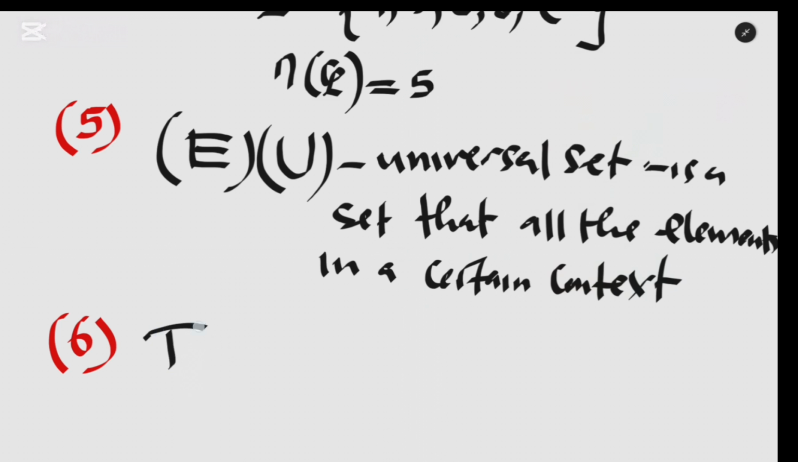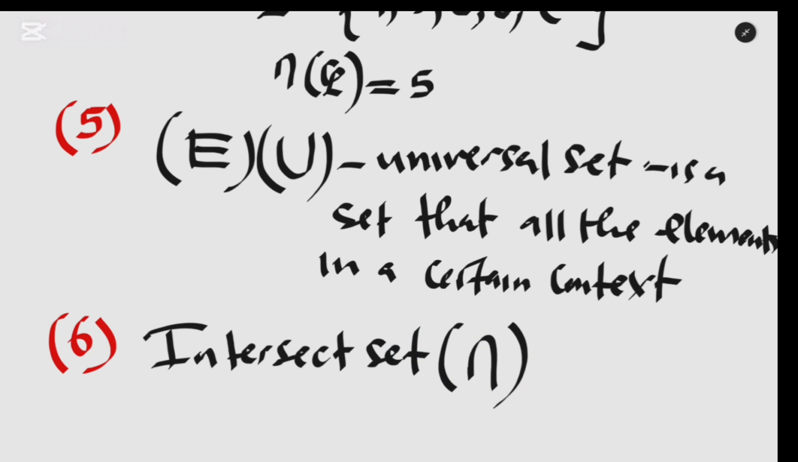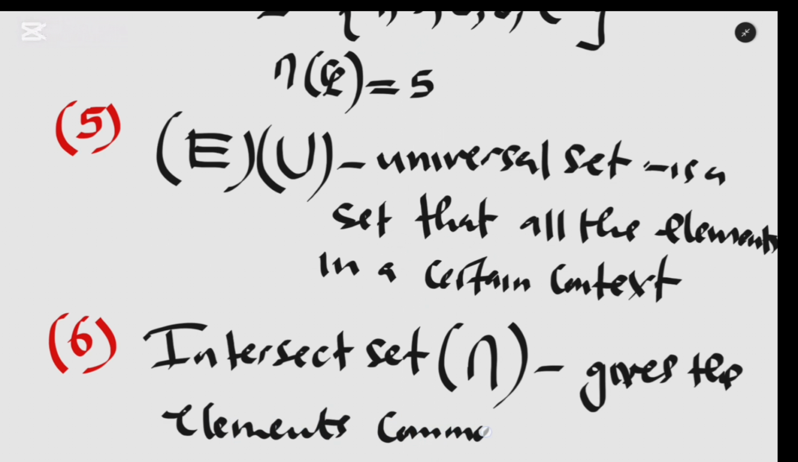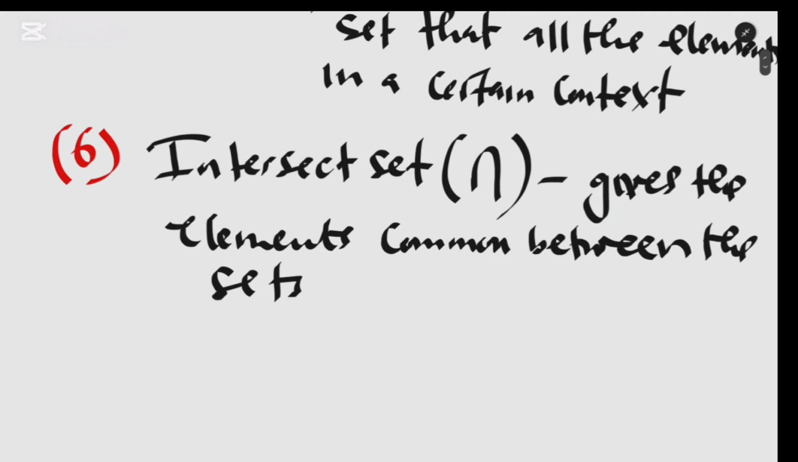For the number 6, we look at the intersection set, denoted as such. This one is what is common between the sets or among the sets. It gives the elements common between the sets. That is what we call the intersection set. It can be 2 or more sets, as we are going to see as we go on. At the moment, know that an intersection set gives what is common between or among the sets.